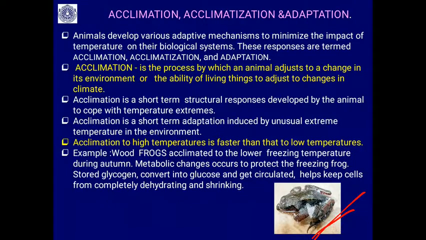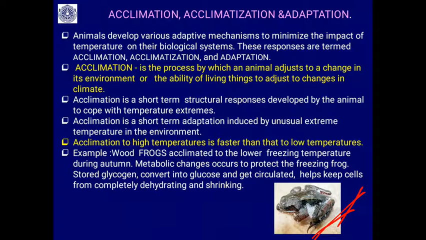That helps to keep the cells from completely dehydrating and shrinking. So, this is the process. It is a small metabolic change, where the circulating glucose prevents the shrinking of the cell or dehydration. Thereby the frog will survive the onset of the winter during the autumn season. So, this is called acclimation.